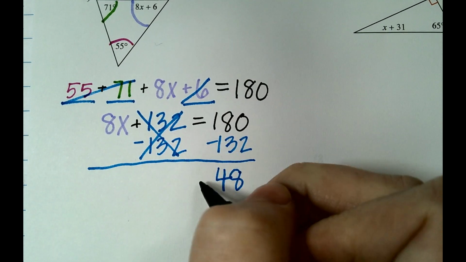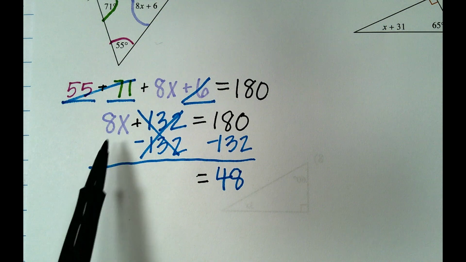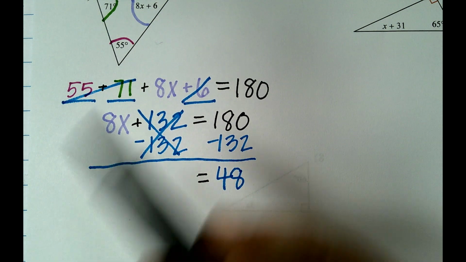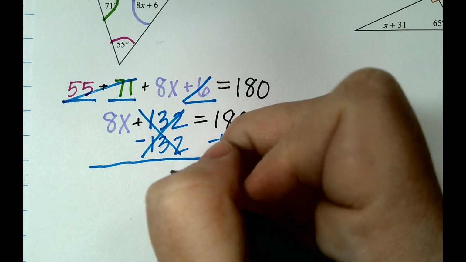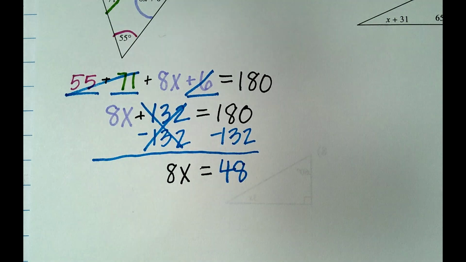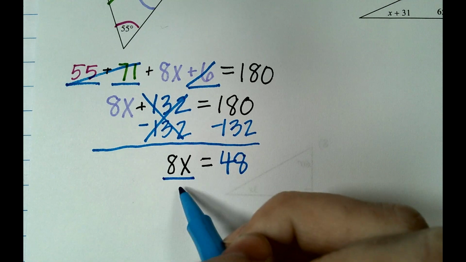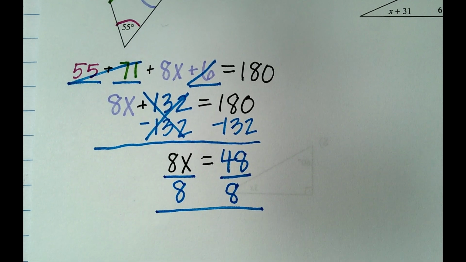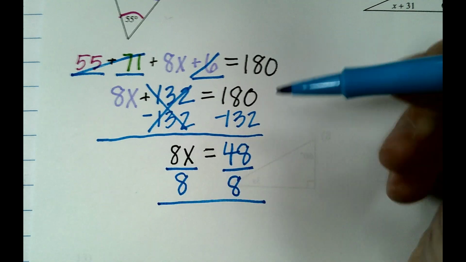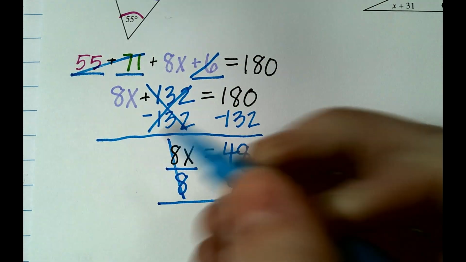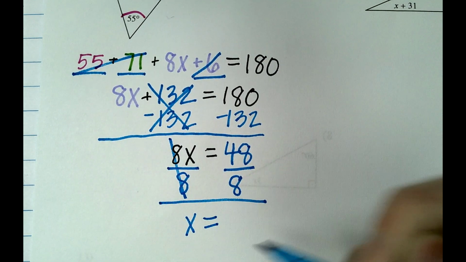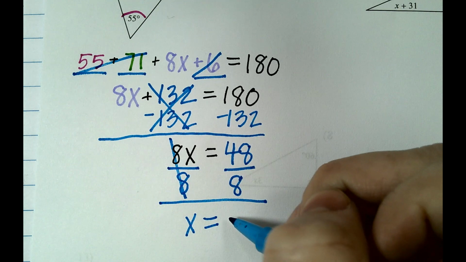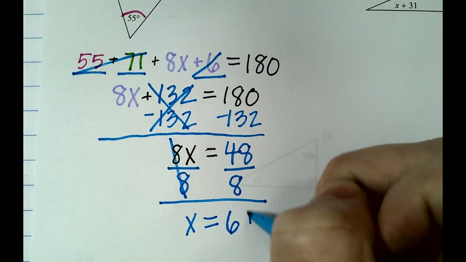Bring down my equal sign. I only have 8x left, so I'll bring that down as well. 8x equals 48. What will my last step be? Divide by 8, both sides. And I will get x equals what? 6. Good. X equals 6.